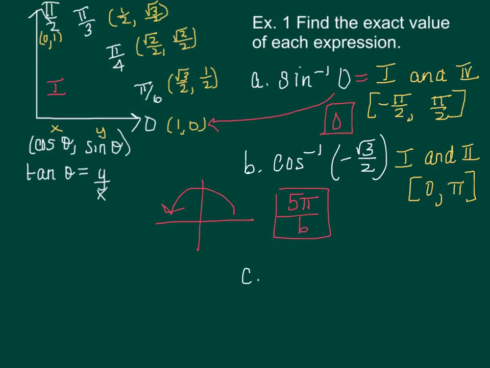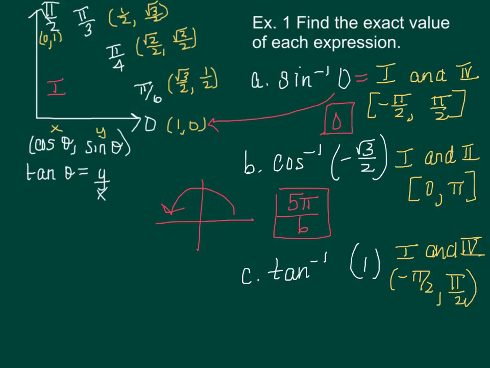Okay, C, tangent inverse of 1. What angle has a tangent value of 1, only looking in quadrants 1 and 4, but not including negative pi over 2 or pi over 2. Now, tangent is a little different because you have to divide to get tangent. If you look in quadrant 1, because it's positive, the only angle, if you divide the y over the x, that would give you 1 is pi over 4.